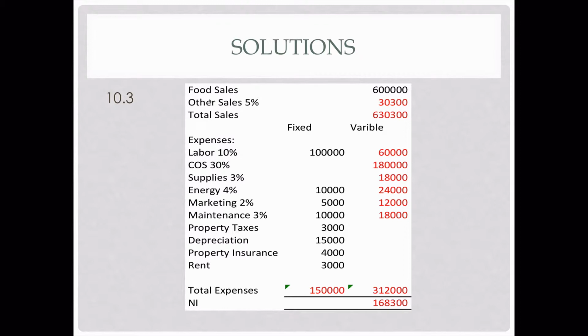I added up all the fixed costs, and I got $150,000. And then I took the labor and their percentages, and I multiplied it by 600,000, and I've got a total of 312,000. So if we add up our total expenses of 462,000 and we subtract it from 630,300, we get 168,300 for net income. Of course, I have all the answers in red, so that doesn't mean they're negative. Your net income would be negative if it was in parentheses.